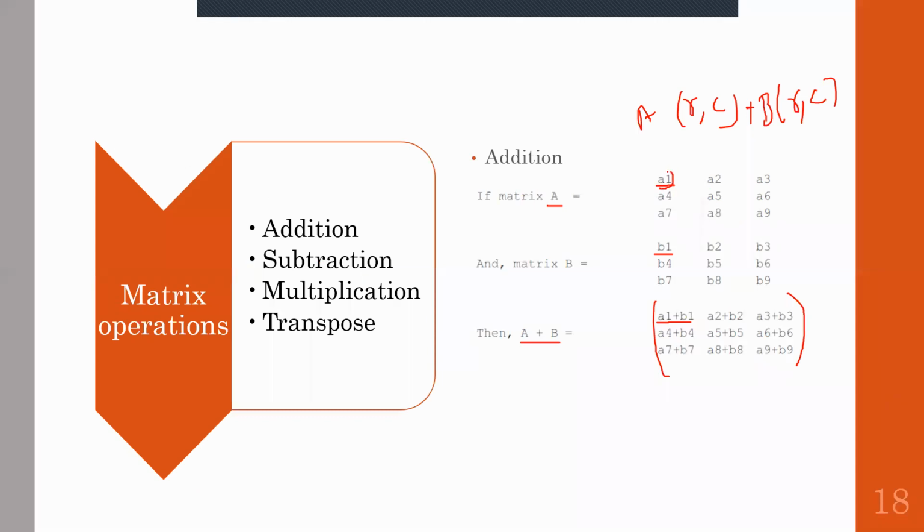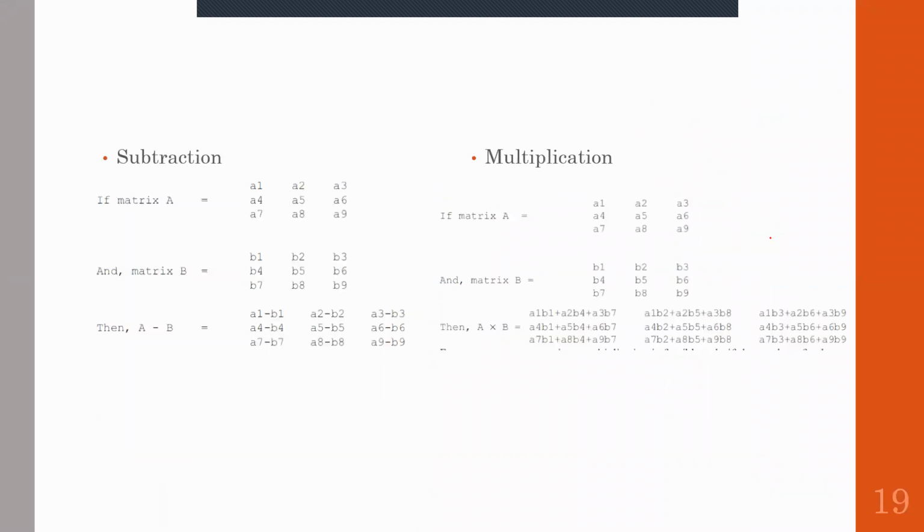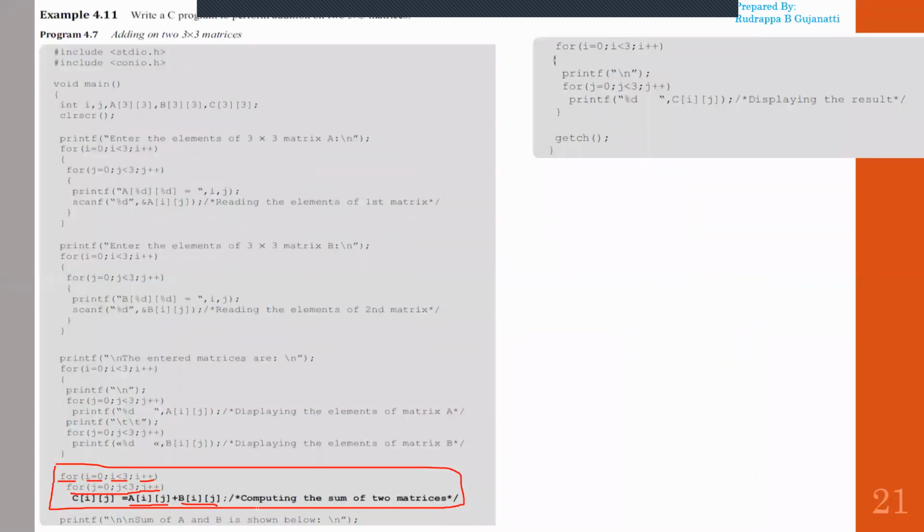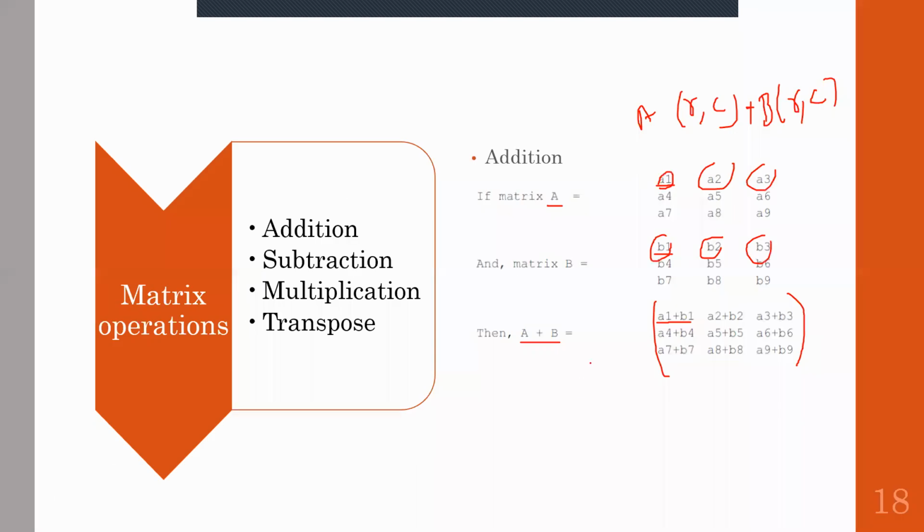So this is what you're doing. You are performing a1 plus b1, then a2 plus b2, a3 plus b3. So directly you are performing that operation in this case, and you are storing the result in the same location. So you can see, if you are adding the zeroth row, zeroth column element with the zeroth row, zeroth column element, you get the zeroth row and zeroth column element of the addition.